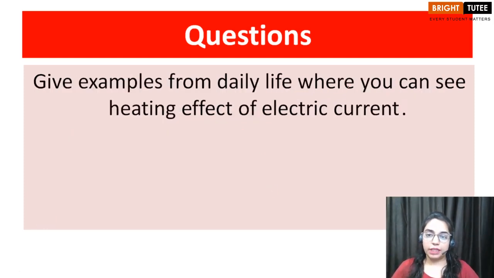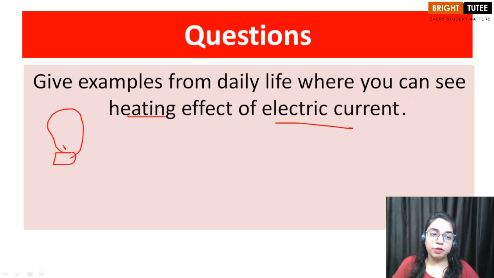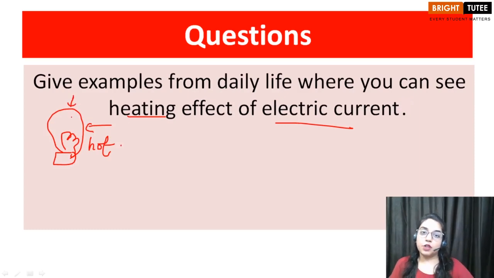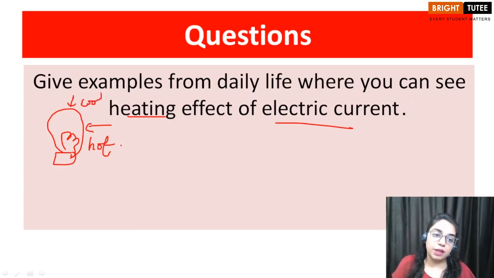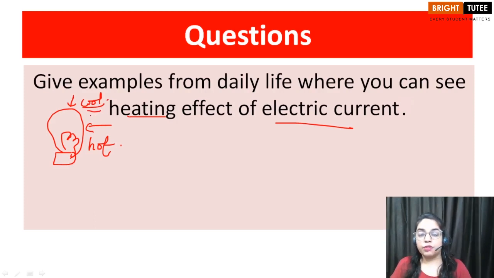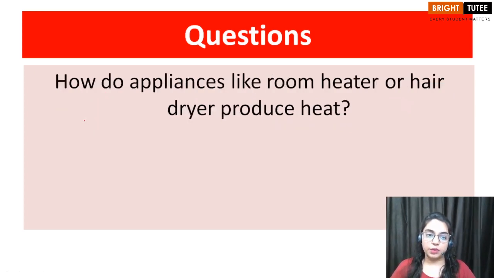Give examples from daily life where you can see the heating effect of electric current. So children, what all can be the examples? For example, whenever you switch on an electric bulb for a few minutes and you touch it, you will observe that it has become hot. When you switch it off for 5-10 minutes and touch it again, you will feel that it has become cool once again. So this proves that there is a heating effect of electric current. Okay, let's move to the next question.